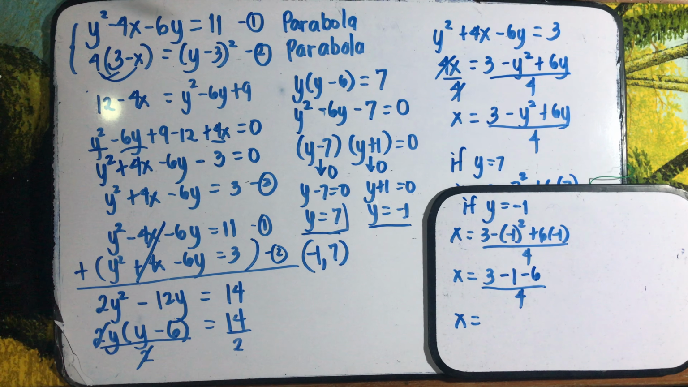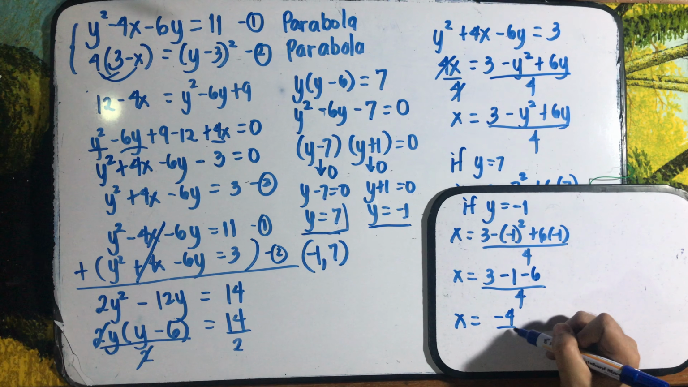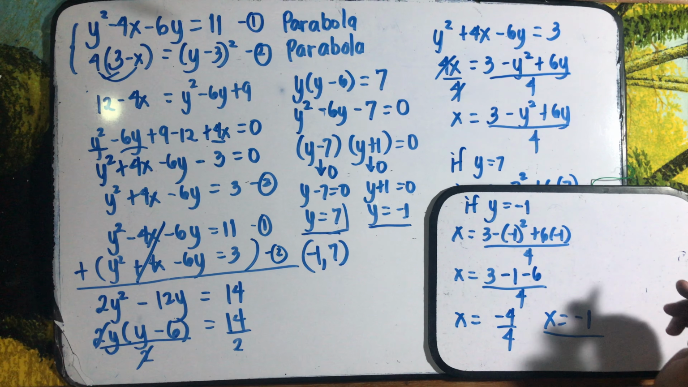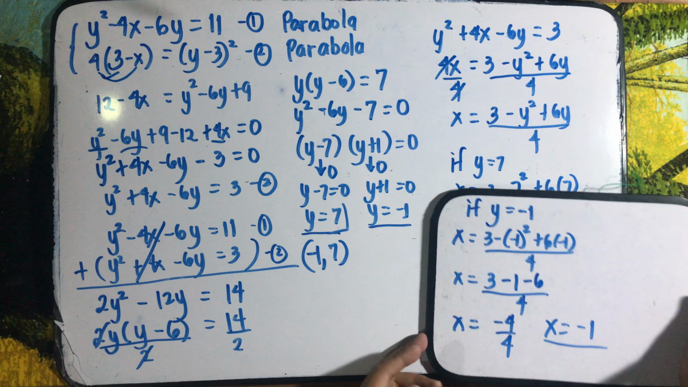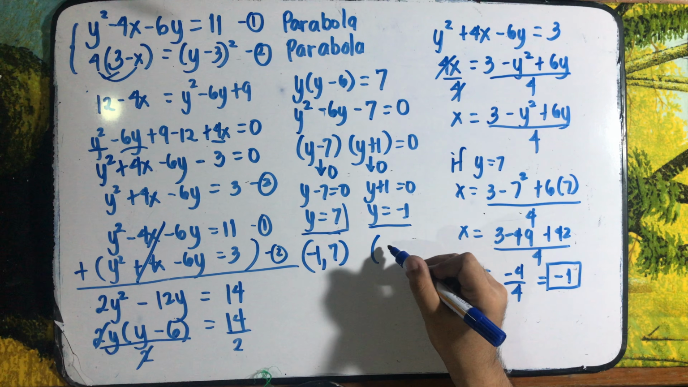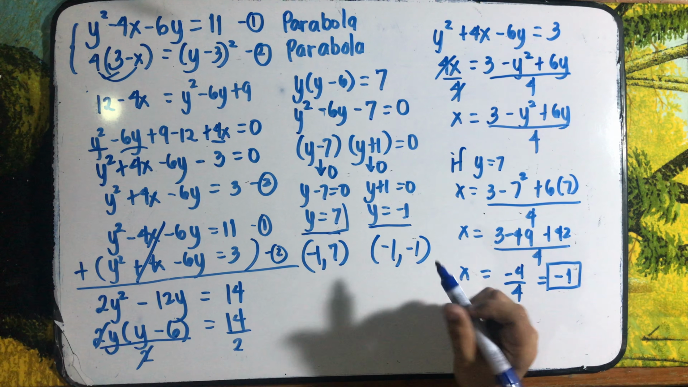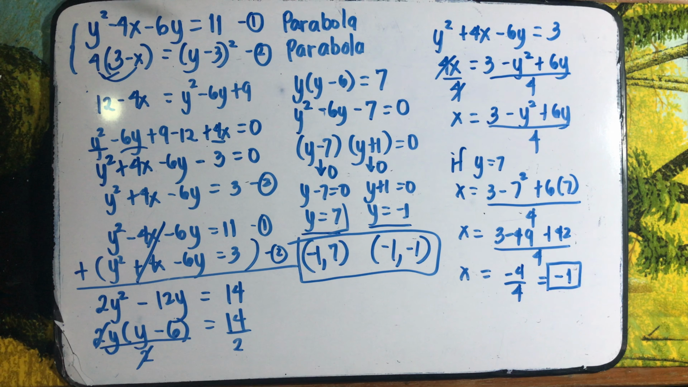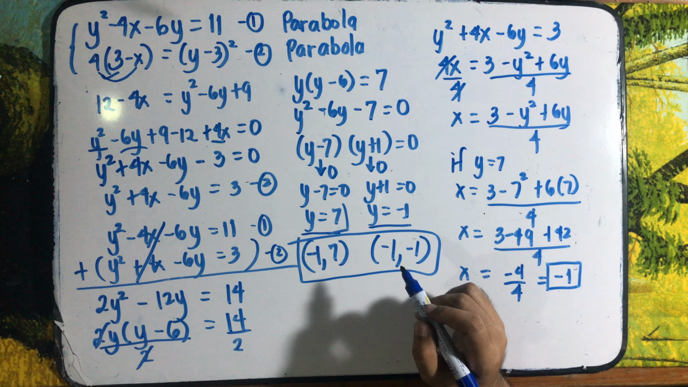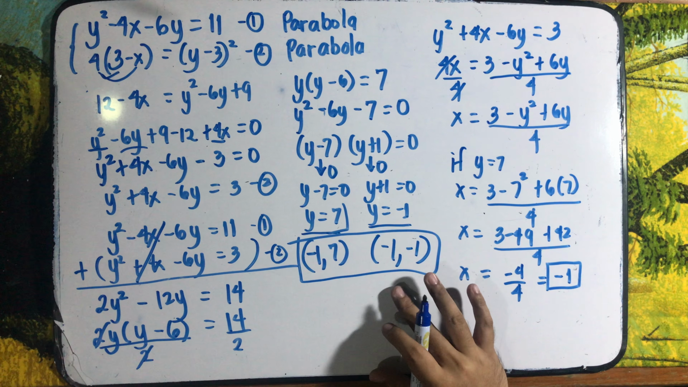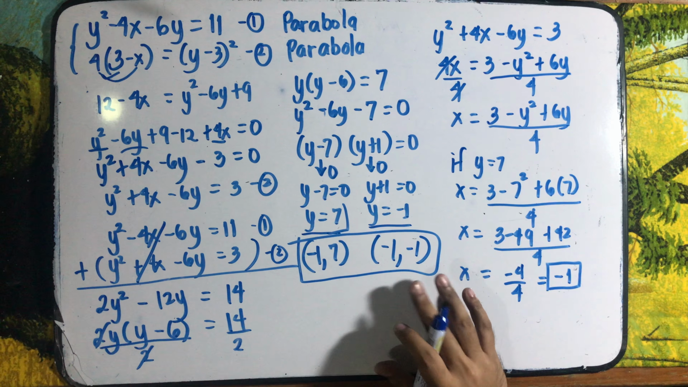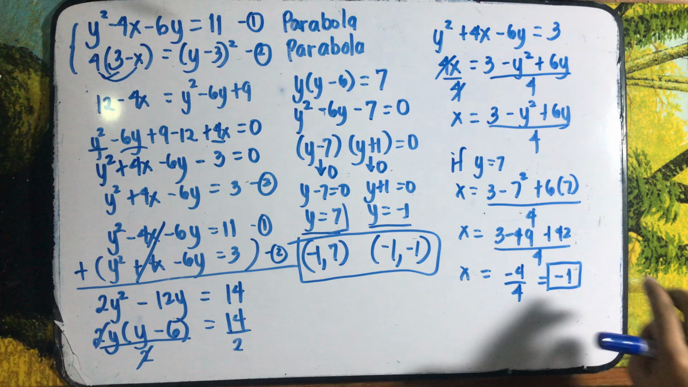3 minus 1 is 2, minus 6. Therefore, that becomes negative 4 over 4. Therefore, x is also negative 1. So the solution now would be negative 1, negative 1. Therefore, we have two solutions: negative 1, 7, and negative 1, negative 1. So this will now be our answer for the intersections of these systems of equations.